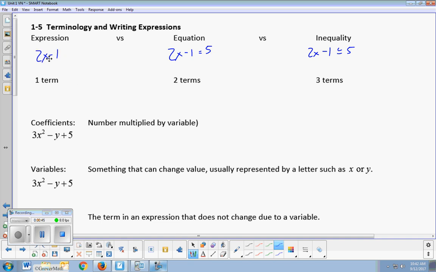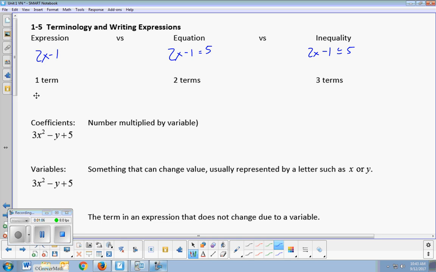It could have multiple terms. This expression technically has two terms, a 2x and a negative 1. But there's no equal sign, there's no unequal sign. That's what an expression is. Once you put it equal or unequal, then it changes to an equation or inequality. A one-term expression is not just a single number. It can have multiple parts, which is a little confusing.